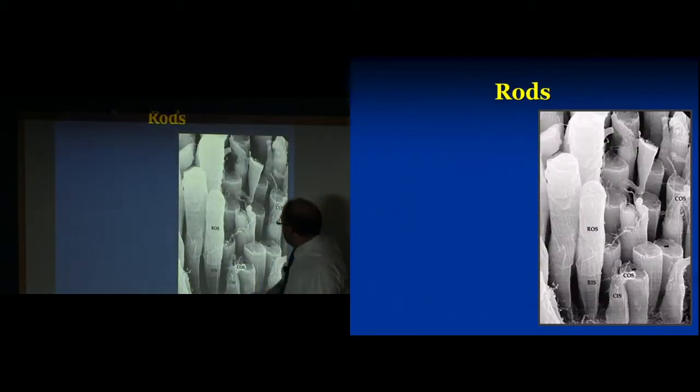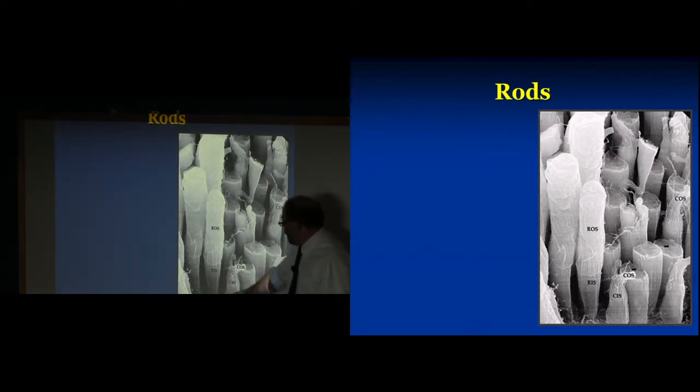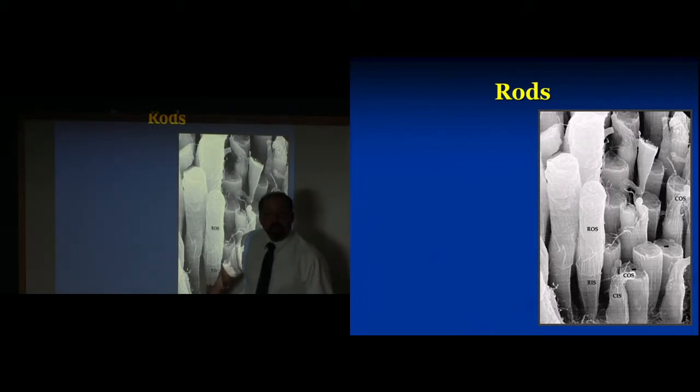Now, when we look at the rods, again, I told you there's two parts of a photoreceptor. There's going to be an inner segment and an outer segment. It's the outer segment that has the photopigment. This is what responds to light. The inner segment has a nucleus. It makes all the stuff that allows this to operate. That's going to be true whether we're talking about rods or cones. Both rods and cones have an inner and an outer segment.